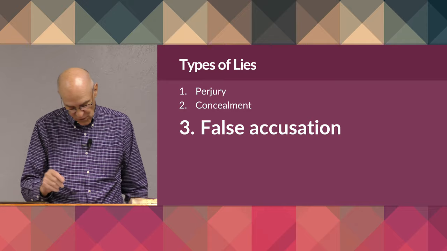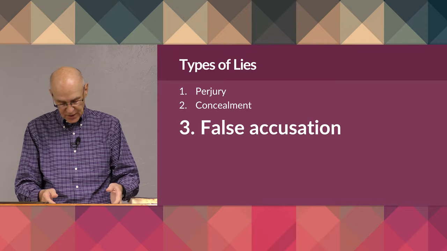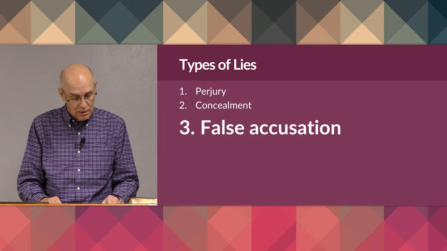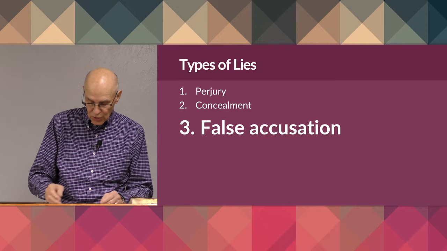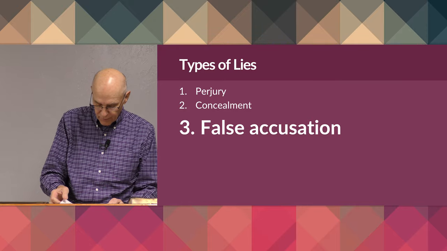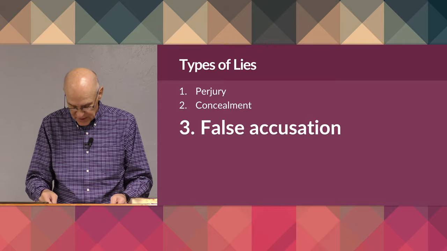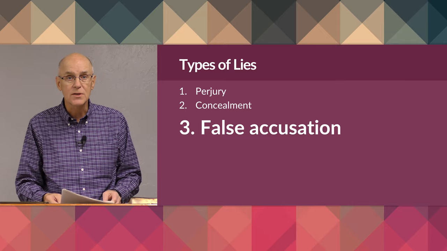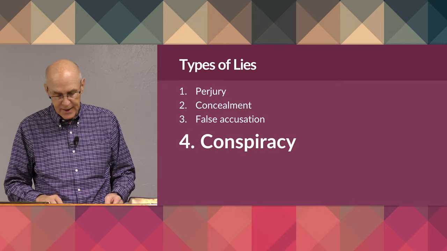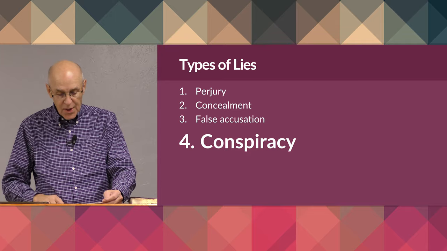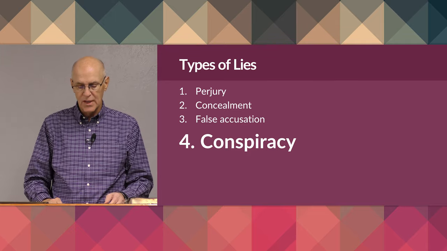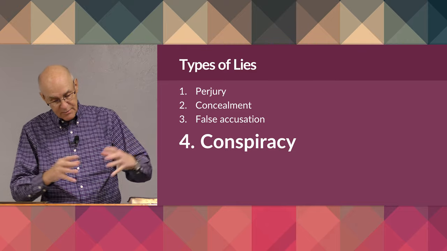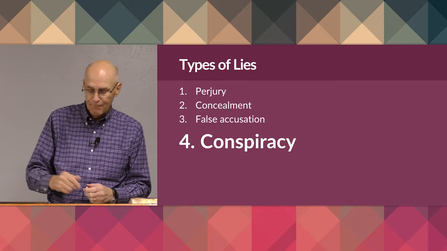Another type of lie is a false accusation, when we accuse others of things based solely on suspicion or gossip or prejudice. Jesus, for example, was accused of being a glutton, a drunk, a rebel, a blasphemer, all of these things, even a devil, without any proof, of course. Another type of lie is a conspiracy, when several people unite to plot or to cover up something so that the truth will not come out. Rebecca and Jacob conspired to fool Isaac, right?